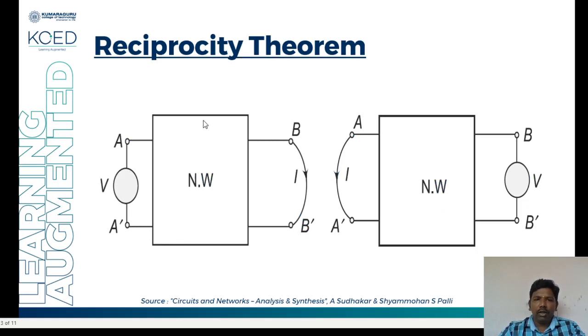Now look at this block. This is nothing but a network, and I have just highlighted two different branches. This is branch A dash and this is branch B dash. Now here I have connected a voltage source to the A dash branch, and because of this voltage source there might be a current I flowing into this B dash branch. So this source I am calling the excitation, and this current I am calling the response to this excitation. So these are terms we'll be using with respect to the reciprocity theorem. This is the excitation and this is the response.